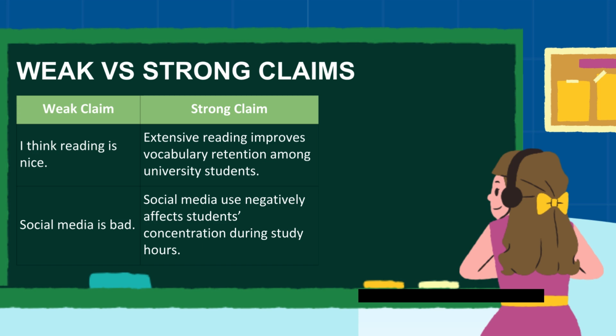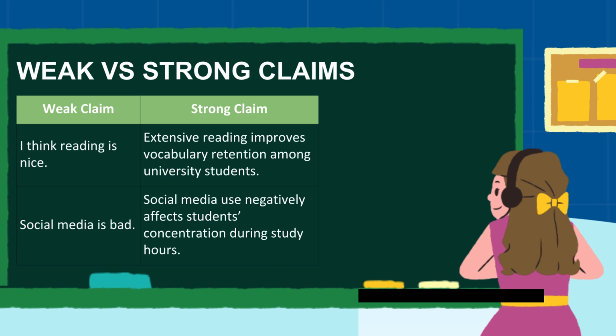Now that you've learned how to spot a claim and how to break it down to the three components, claim, reason, and evidence, let's move to the next part, which is to distinguish between weak and strong claims. Some claims are weak because they are vague or too personal. Compare, I think reading is nice, which is too vague, to extensive reading improves vocabulary retention among university students, which is specific and researchable.